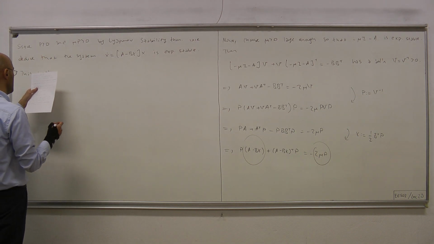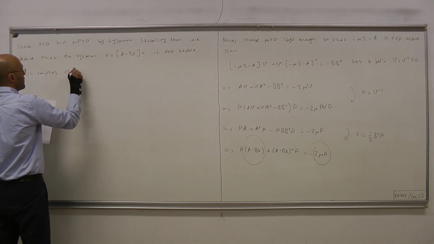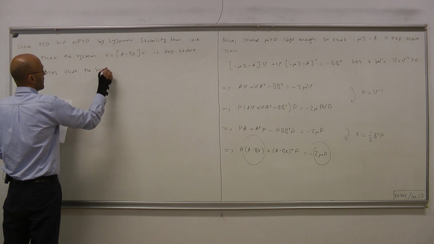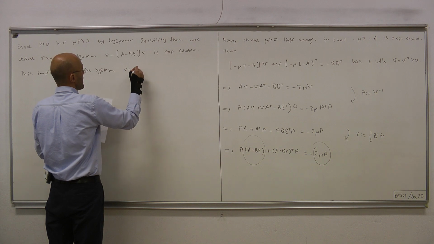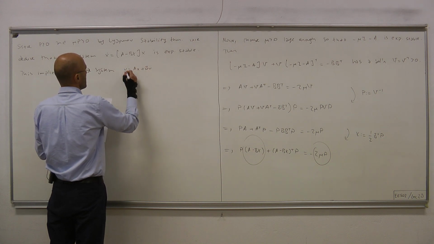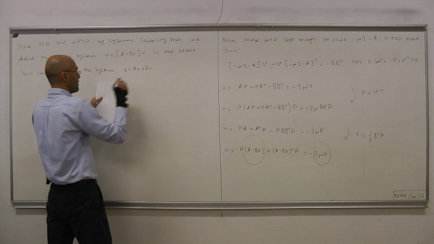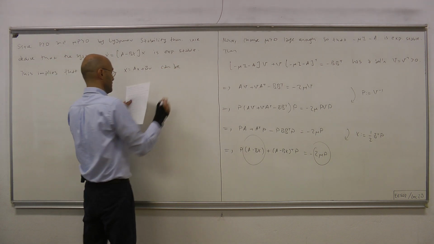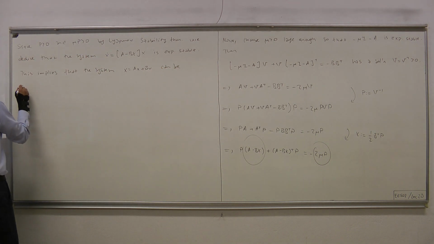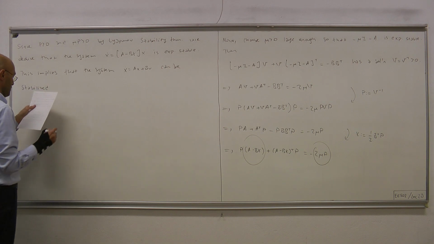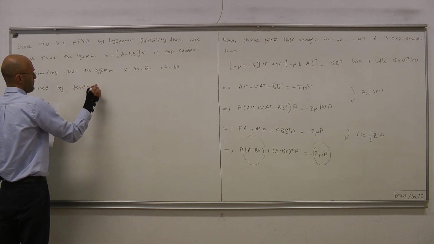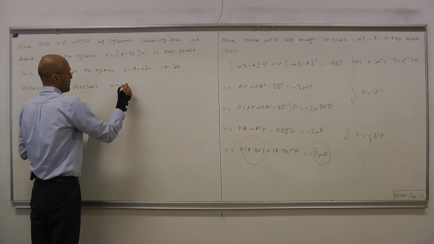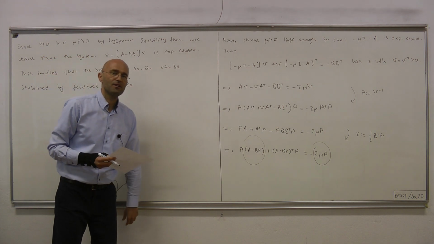This implies that the system x dot equals Ax plus Bu can be stabilized by state feedback u equals minus Kx.